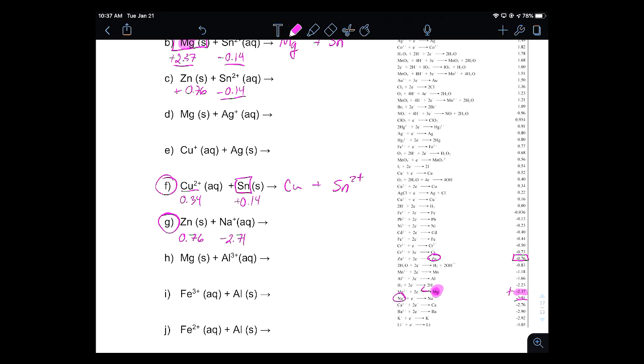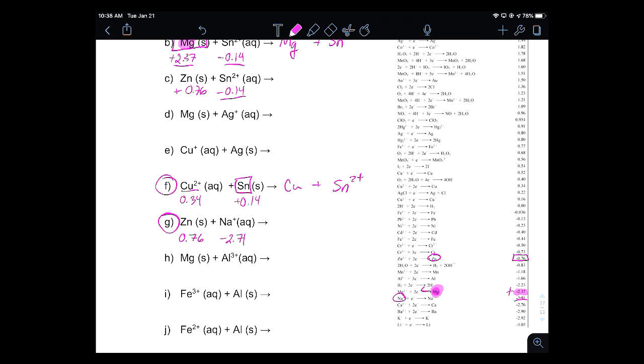You should finish up balancing this. In this case, we're going to exchange those two electrons and proceed.